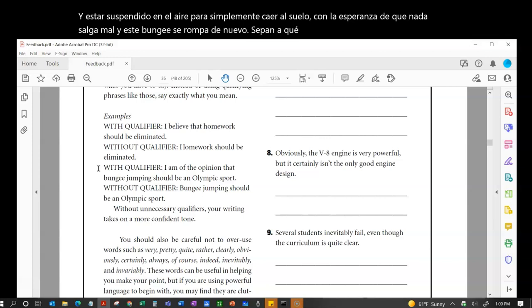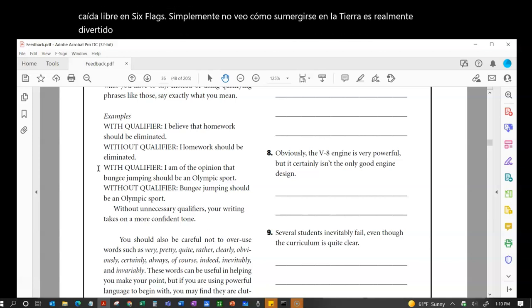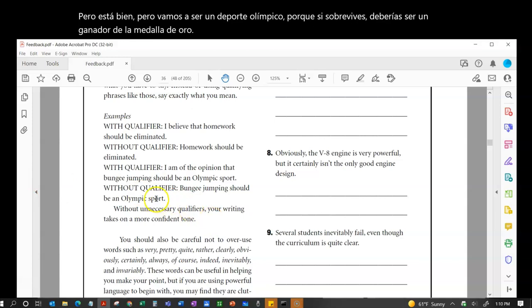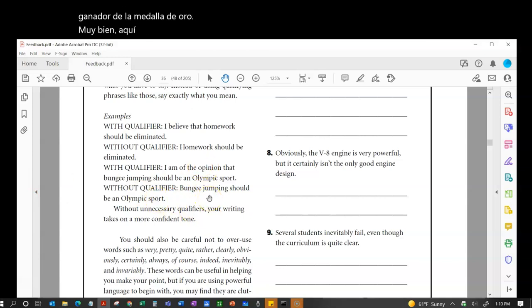And there's a ride called the Free Fall at Six Flags. I just do not see how plunging to the earth is actually fun. Help me understand that, because that is not my idea of fun. But it should be an Olympic sport, because if you survive, you should be a gold medal winner. All right, here we go. Without the qualifier: bungee jumping should be an Olympic sport. Nice and clear. Without unnecessary qualifiers, your writing takes on a more confident tone.